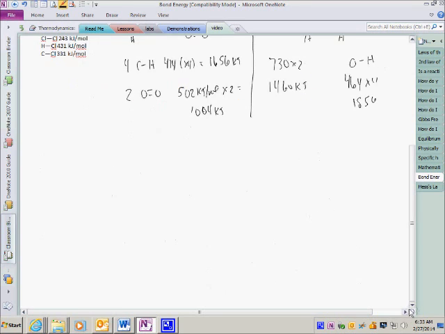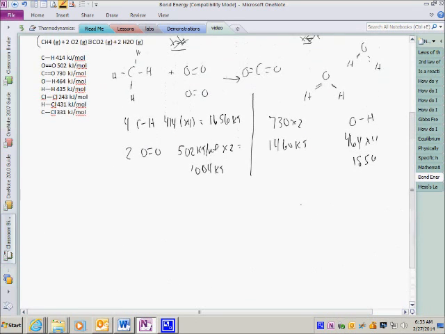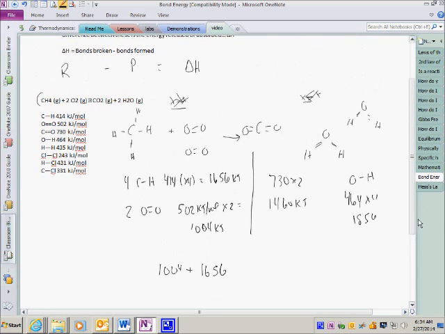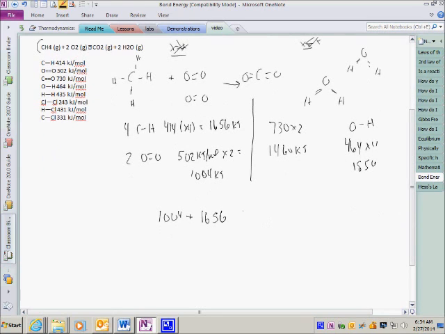Alright, so we're going to look at the bonds broken minus bonds formed, and it'll be as simple as this. We got 1004 plus the 1656. Now keep in mind, in a lot of these state function calculations, we do the products minus the reactants. It's backwards here. We're doing bonds broken, which is the reactants, minus bonds formed, which is the products. So it's backwards of our normal state function calculations.